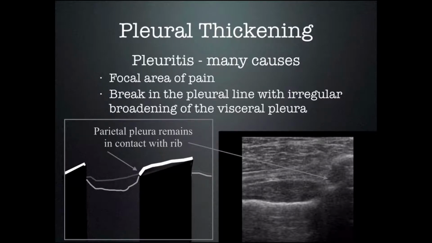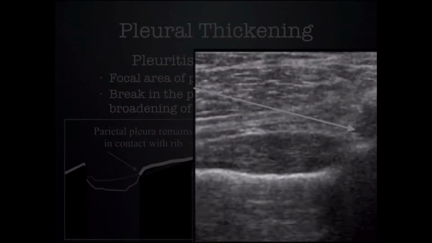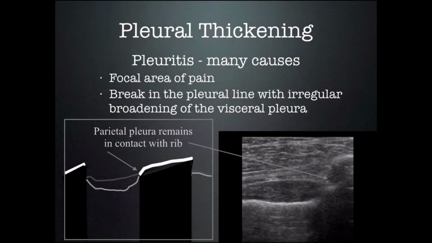And the way you know that it's the visceral versus the parietal pleura is that the parietal pleura is still very adherent to the rib. So we can see it in the diagram. The parietal pleura comes up under the rib and it remains a very thin line. On the ultrasound image, you can see how the parietal pleura comes right under the rib. It's the visceral pleura that has been thickened.